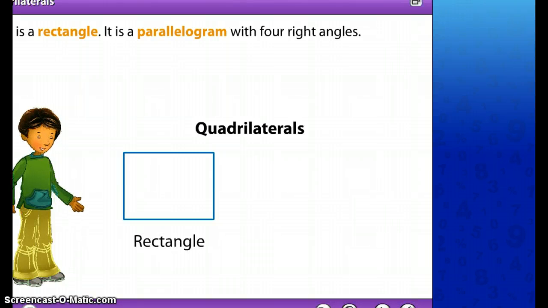This is a rectangle. It is a parallelogram with four right angles. Why is it a parallelogram? Austin? Yes. Well, not because they're equal. A parallelogram means they are equal distance apart and they're not going to cross. This line and this bottom line are parallel. This side is parallel with this side.